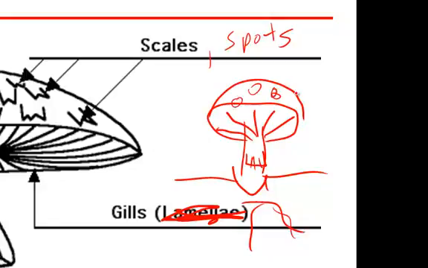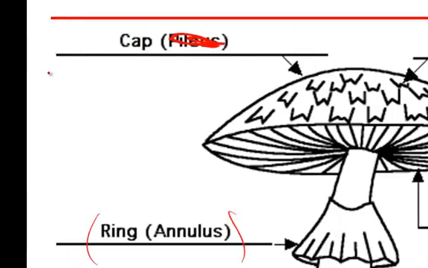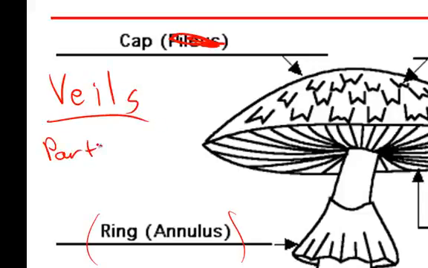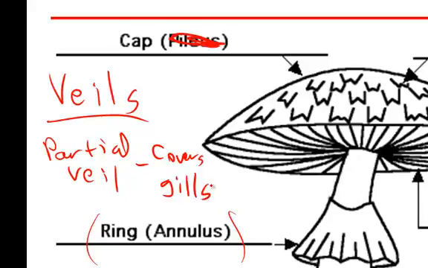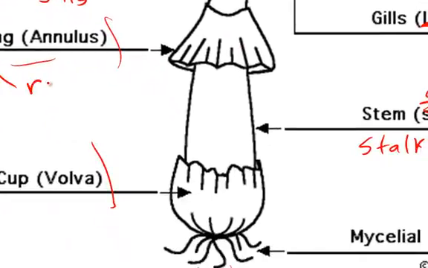Now, one thing I want you to recognize is that in fungi, we have protective structures called veils. And there's two types of veils. We have a partial veil, and what it does is it covers the gills. This is when the mushroom is developing. It's not all large and expanded like we see here. Rather, it's small.